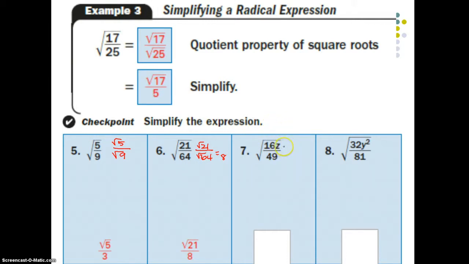With 7 we have some variables. Square root of 16z over square root of 49. Okay, be careful. You have to actually simplify the top as well into 2 separate square roots. So what are you left with? Try this one on your own, remembering that square root of 16 and square root of 49 are perfect. Number 8, I'm going to split up the top. So we're kind of doing the product property with the quotient property.